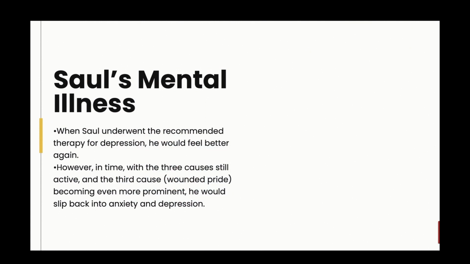But with the three causes still active, and the third cause, wounded pride, becoming even more prominent, he would slip back into anxiety and depression. And finally, under the tremendous stress of a battle of battles, he began to demand that God answer him the way he stated he should answer him. By the way, beware of asking God to answer you the way you state he should answer you. If he doesn't answer you, it may be because he's already answered you, and you're not following his plan. You're going by your own rules instead of his rules, et cetera.